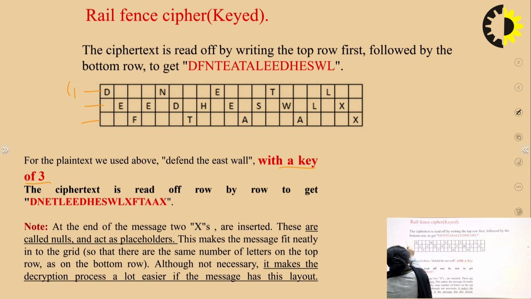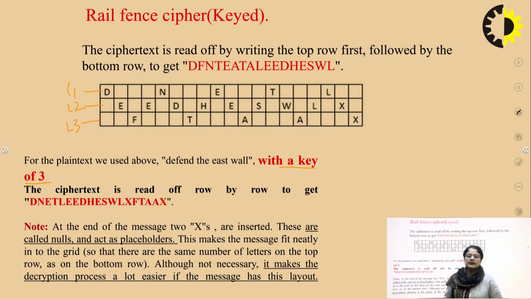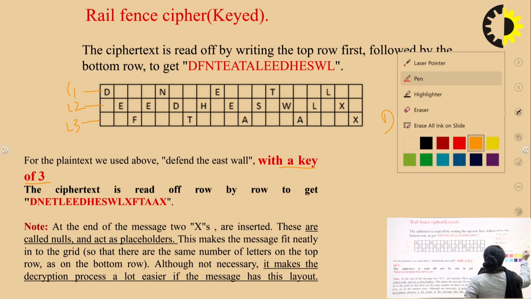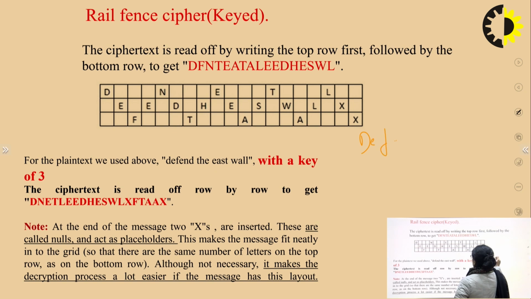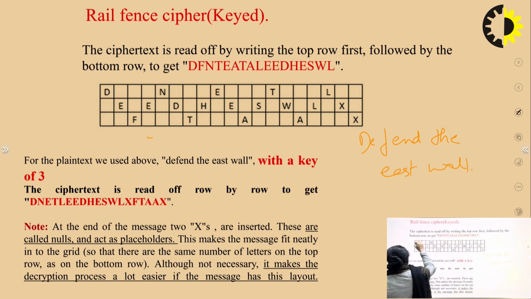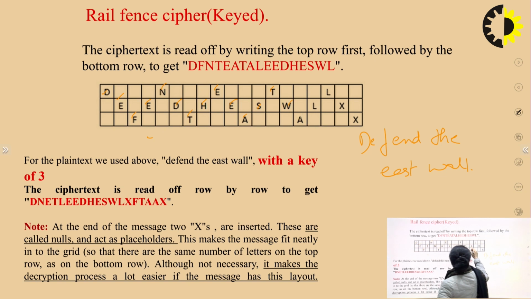This is your first line, this is your second line, this is your third line. And once the 3 lines are placed, then we'll be placing the letters of the plain text in a zigzag manner across the 3 lines. So let us say the plain text is, in this case, defend the east wall. This is our plain text. So we will be putting the letters in a zigzag: D, E, F, E, N, D, T, H, E, the, E, A, S, T, east, W, A, L, L, wall.